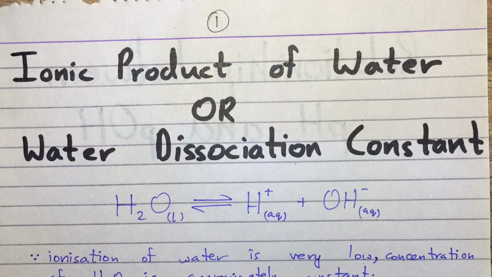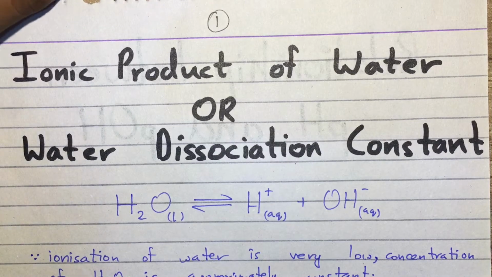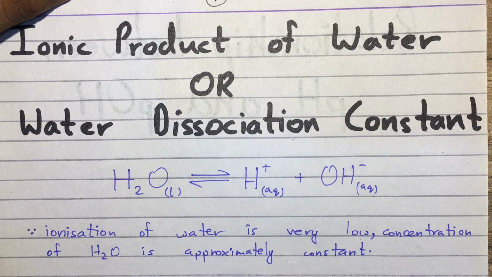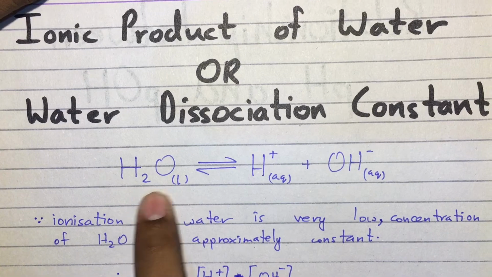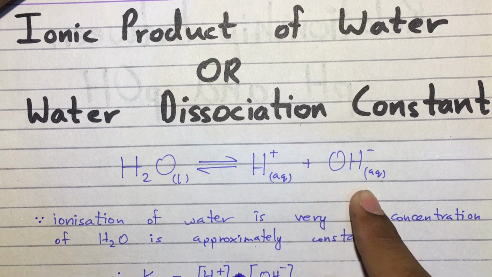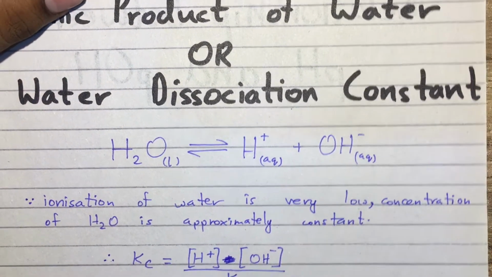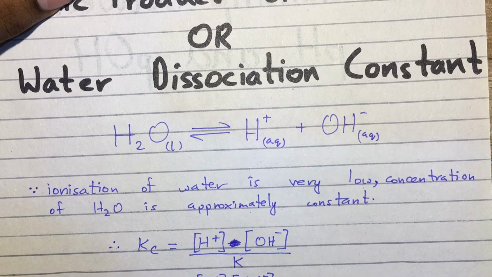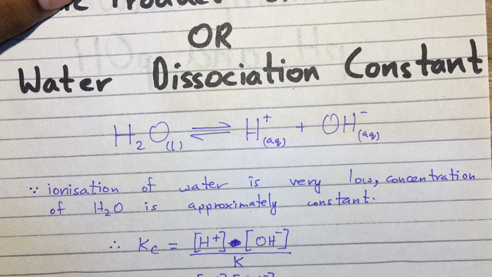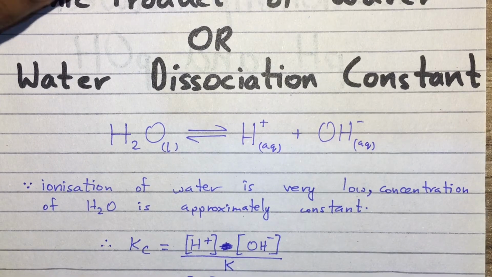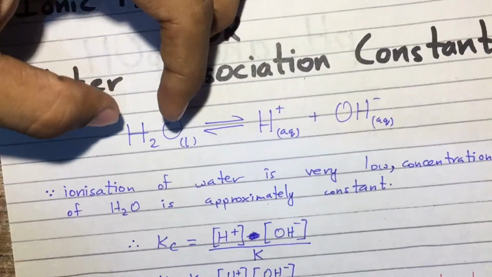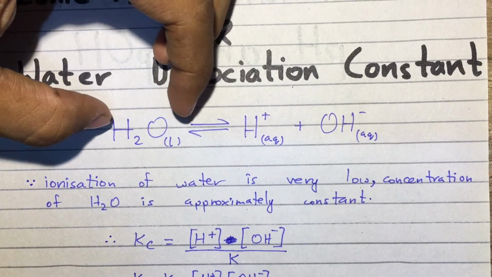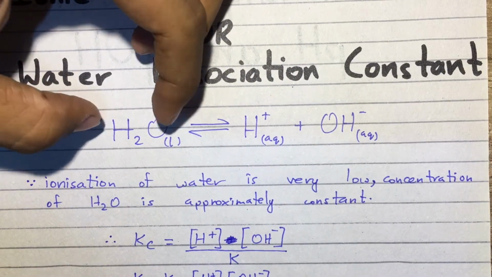This topic is the ionic product of water, or the water dissociation constant. Basically, water dissociates into hydrogen ions and hydroxide ions. However, the ionization of water is very low, which is why the concentration of water is approximately constant. Very few ions are formed, so most of the water remains in liquid form, which is on the left side of the equation.